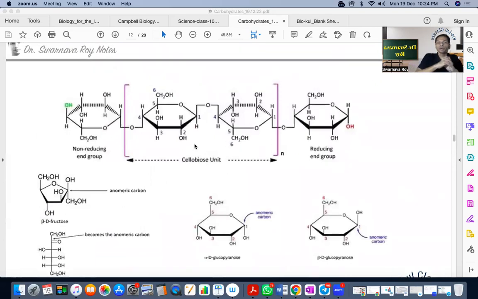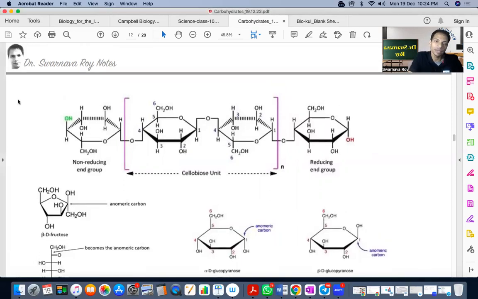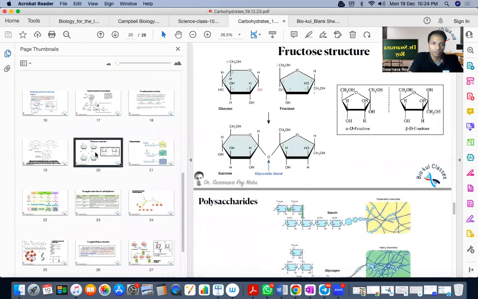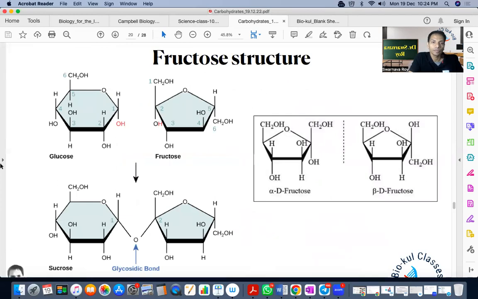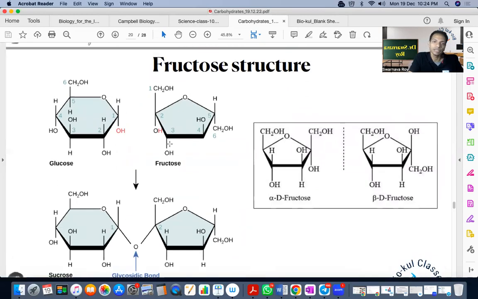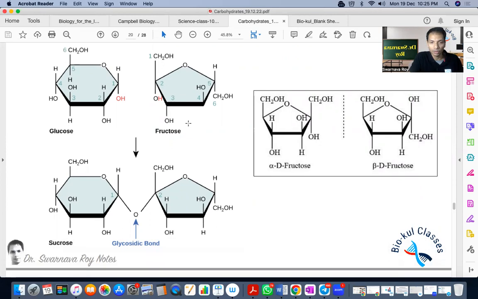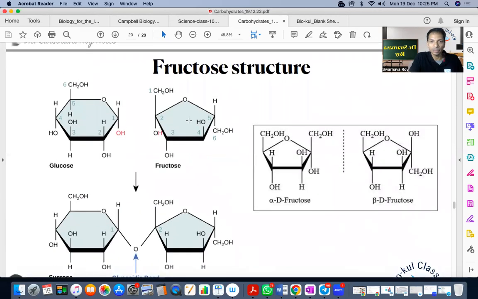we will go to the concept of bond formation. How monosaccharides join to form disaccharides. So if we look at the formation of sucrose here, you see this is basically a glucose and a fructose. And we know glucose and fructose join together to form sucrose, right? Glucose has this OH, fructose also has this OH, right?